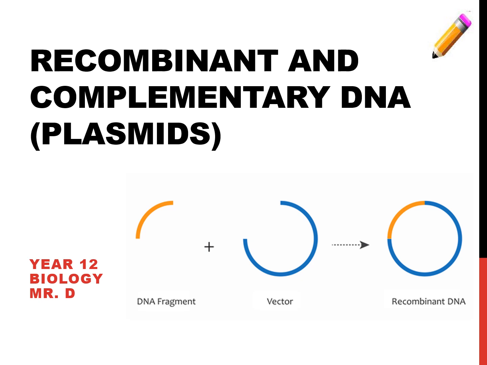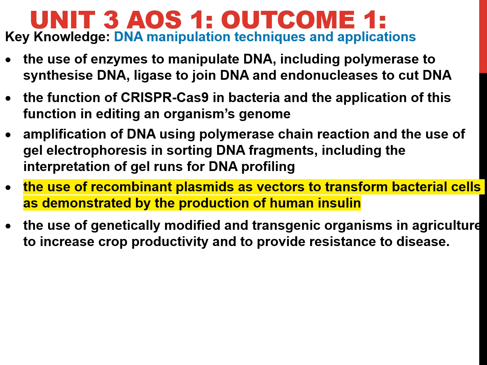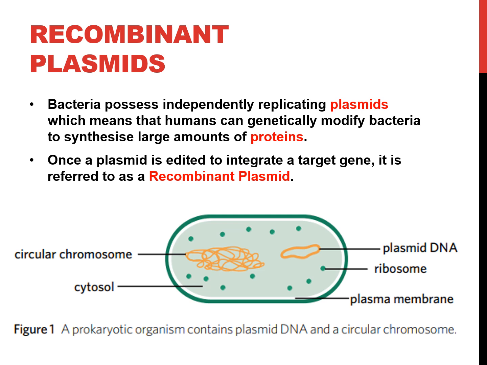Okay, so we're looking at plasmids and how we can edit the DNA in plasmids. Again, we're now moving on to this dot point down here. So the use of recombinant plasmids is what we're going to look at, and vectors to transform bacterial cells as demonstrated by the production of human insulin. We'll get to the insulin next video. So what is a recombinant plasmid?